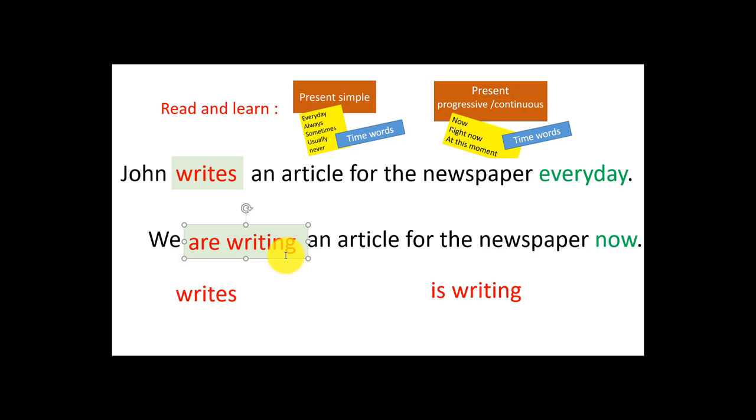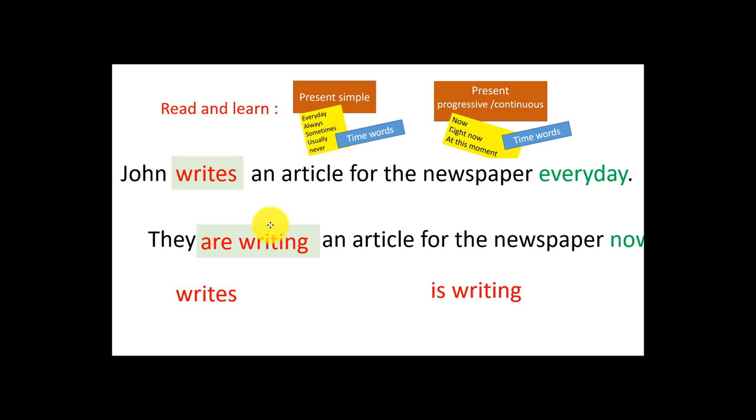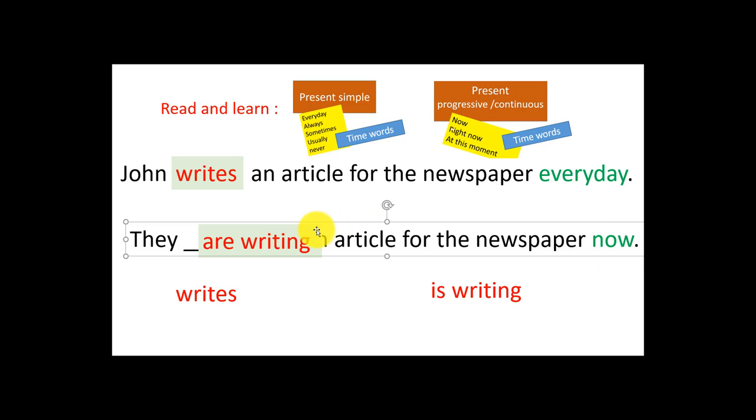Please do it. If we have they, what can we say? We say they is writing, they am writing, or they are writing. Yes, we will say they are writing an article for the newspaper now. Very good. We go back to this sentence. Look here. Just 1 minute.